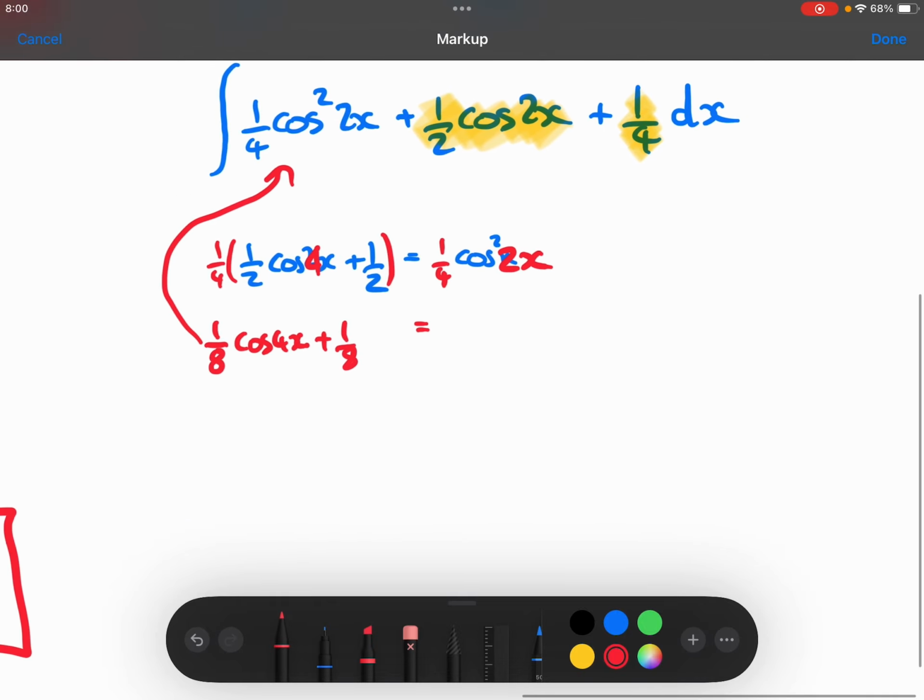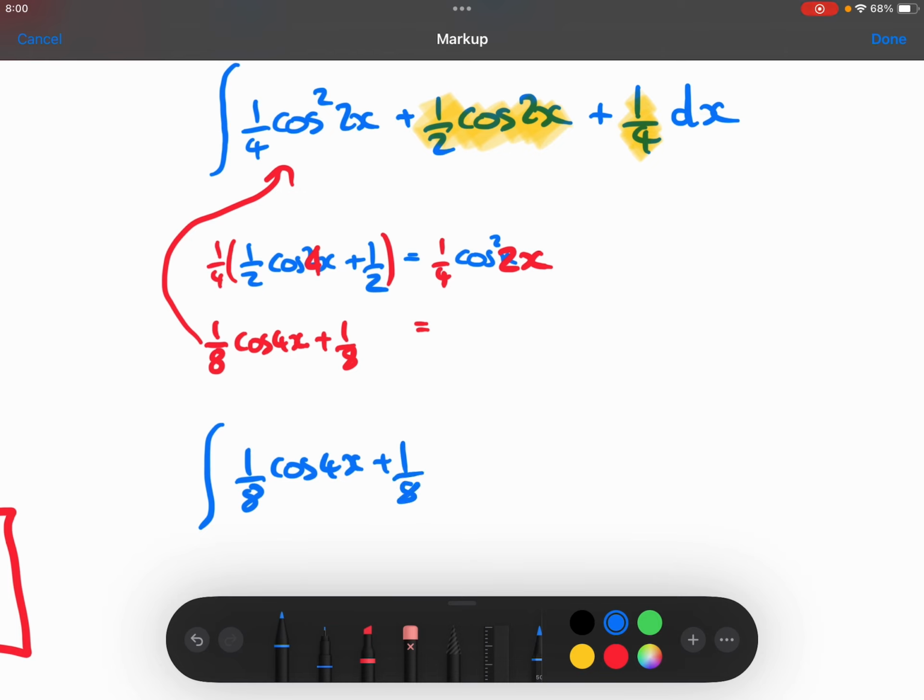So I'll get the integral of 1/8 cos 4x plus 1/8 plus 1/2 cos 2x plus 1/4. These are like terms, so we can add them together. That's going to be 3/8.